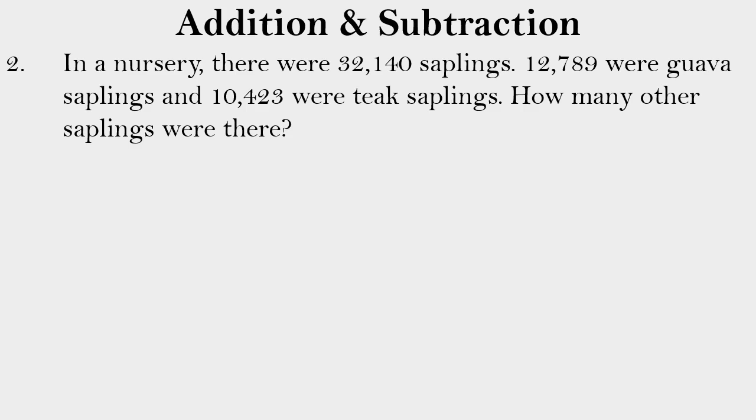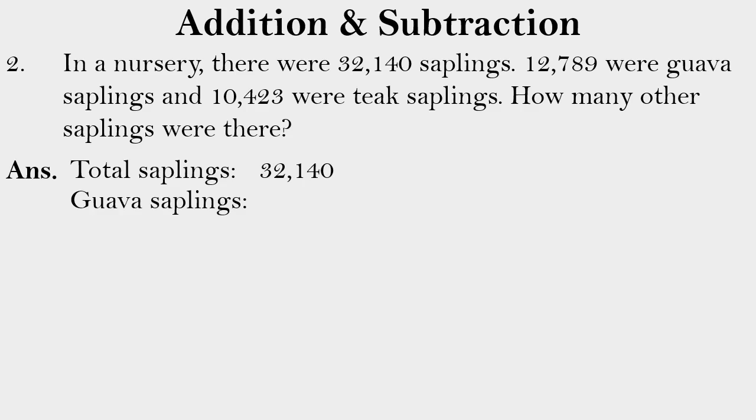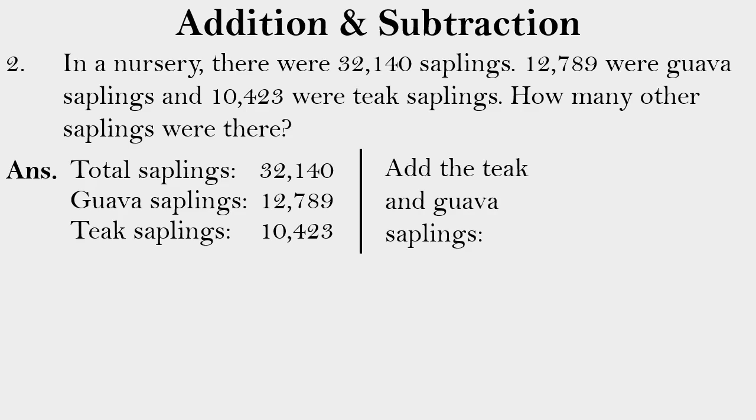It's a very similar example I told you. Let's go around solving it. Answer. The total saplings is 32,140. That is what they have given us. They have also given us guava saplings at 12,789 and teak saplings at 10,423. Now first what we are going to do is add the teak saplings and the guava saplings. We'll get an answer and that we will subtract from 32,140.